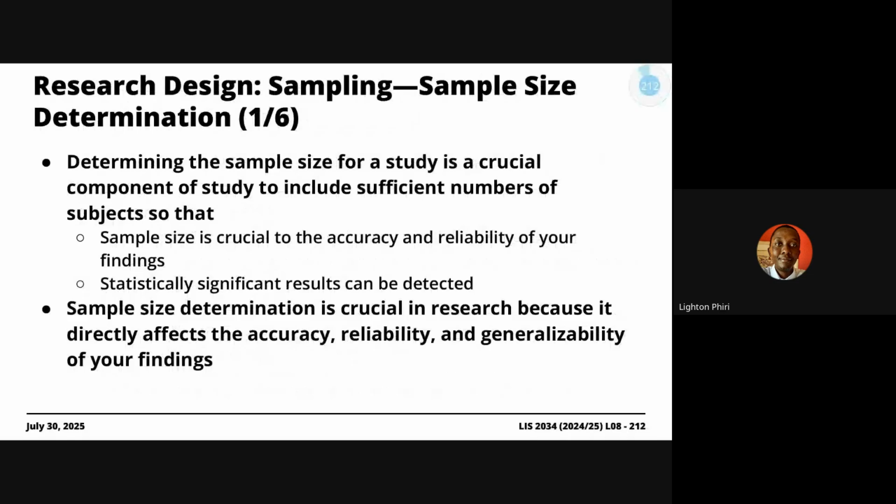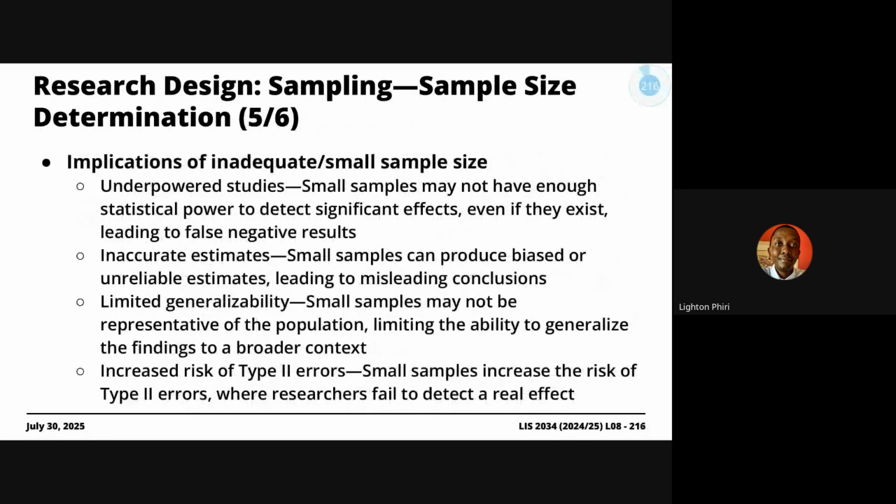Anyhow, so we see here that some of the implications associated with small sample sizes is underpowered studies. Most of these things we've mentioned here. So smaller samples will not have enough statistical power to detect significant effects. Inaccurate estimates, because you're doing a projection here, right? Smaller samples can produce bias and unreliable estimates, so the precision will be lowered significantly. Limited generalizability, right? You won't be able to extend the findings.